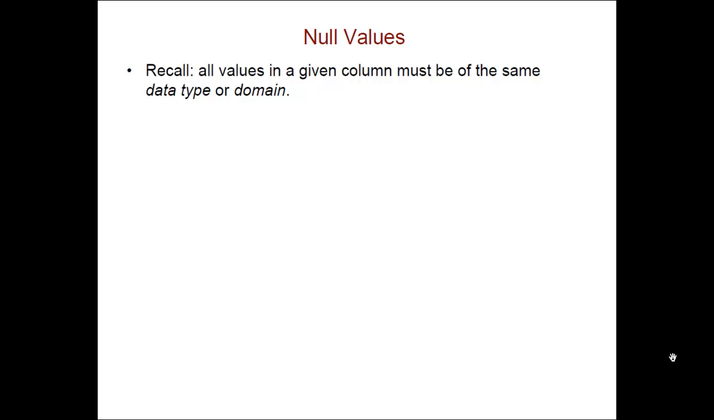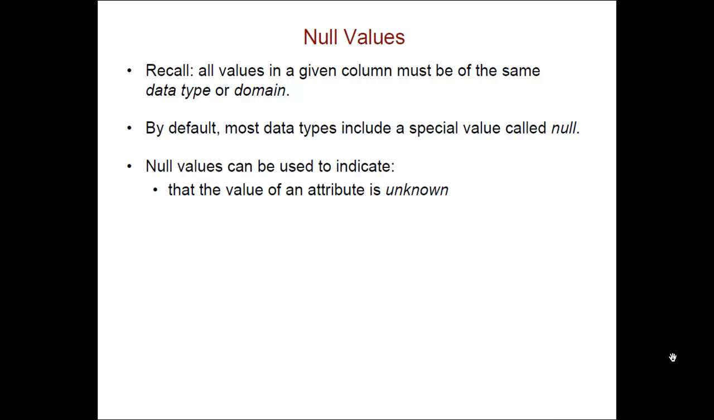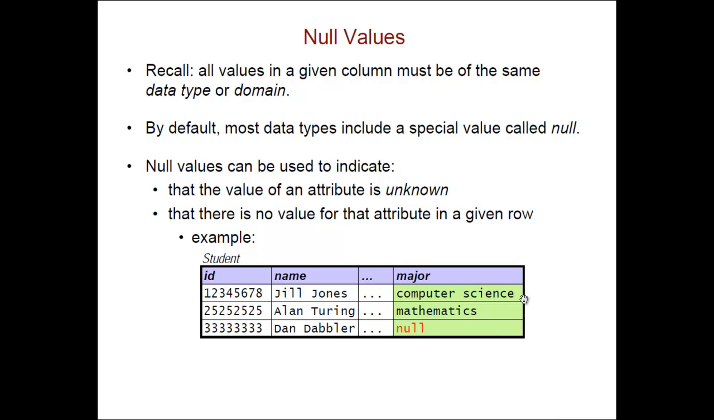Our next topic is the notion of a null value. If you recall, all values in a given column must be of the same data type or come from the same domain. By default, a data type in the relational model is going to include a special value called null. We use null values either to indicate that the value of a given attribute is unknown for a particular row, or that there is no value for that attribute in a given row. One example of this would be if we had a column for capturing a student's major, we could use the value null to indicate that the student doesn't have a major at the moment.